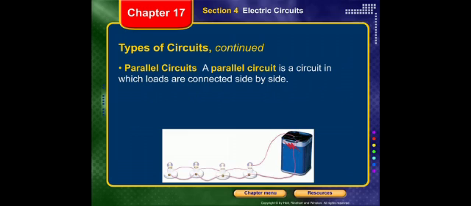In the parallel circuit, all parts are connected side by side, and there is more than one path for charges to follow through the circuit.